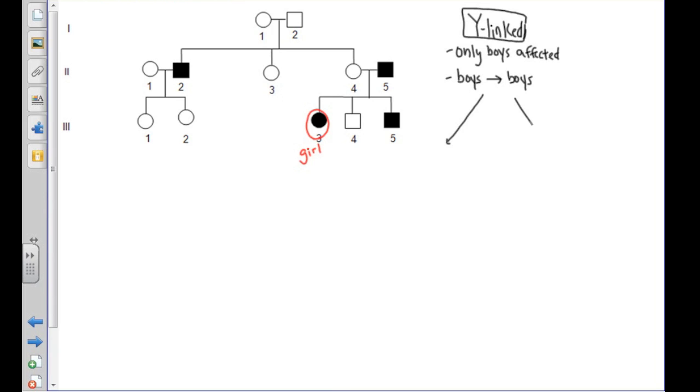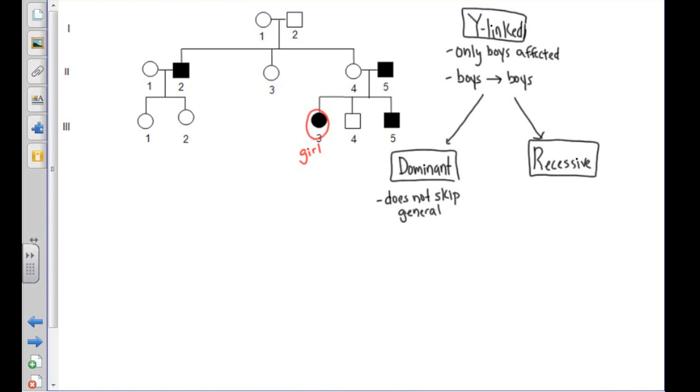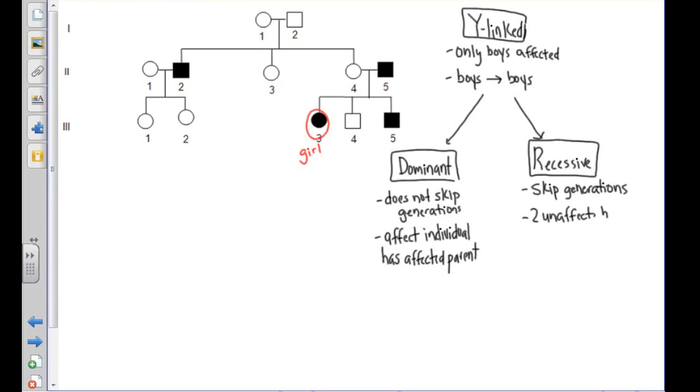Because the pedigree is not Y-linked, then we ask ourselves if the pedigree shows a dominant mode of inheritance or a recessive mode of inheritance. Don't forget the characteristics for a trait to be dominant is that it generally does not skip generations and that an affected individual has at least one affected parent. The conditions for a pedigree to be recessive are that it usually does skip generations, or in other words, two unaffected individuals have an affected child.